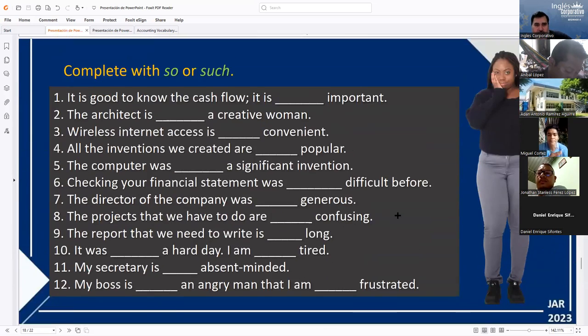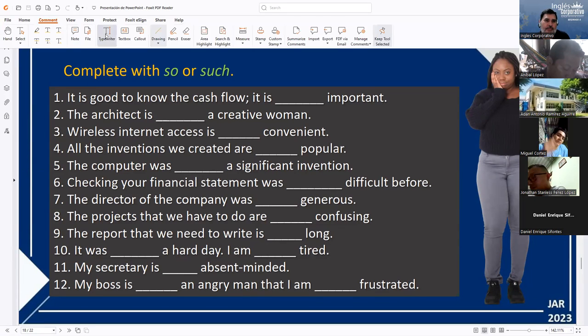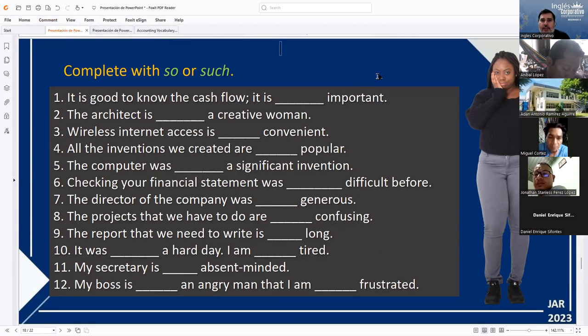Okay. Let's complete this one. Complete with so or such. Okay. Remember, so plus an adjective. Such plus adjective plus noun.